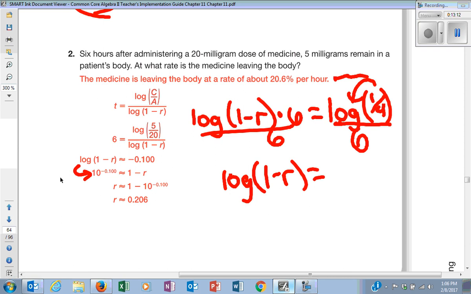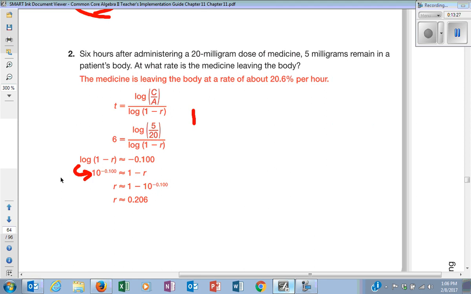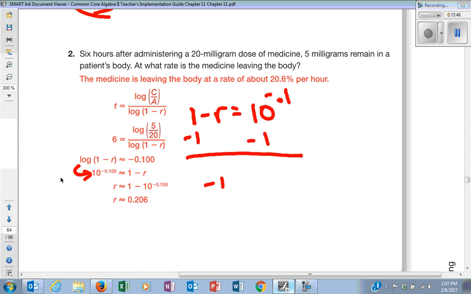They then flip this around. They skip a lot of steps. When they go from right here to here, this is 1 minus R equals 10 to the negative 0.1. I don't know why they have those 0s. They don't need that. So what they do is they minus 1 and minus 1, so it ends up with a negative R equals 10 to the negative 0.1 minus 1.